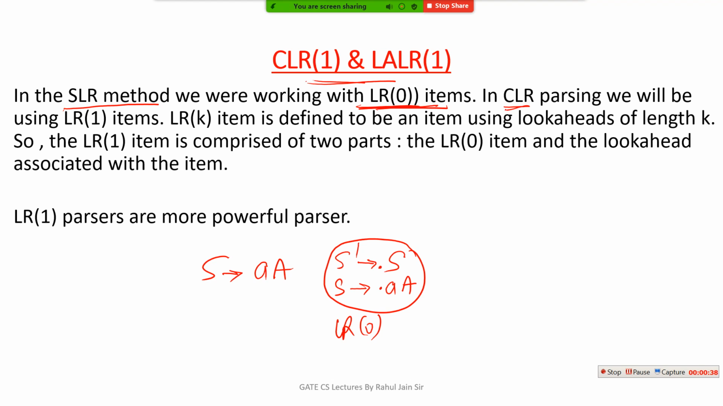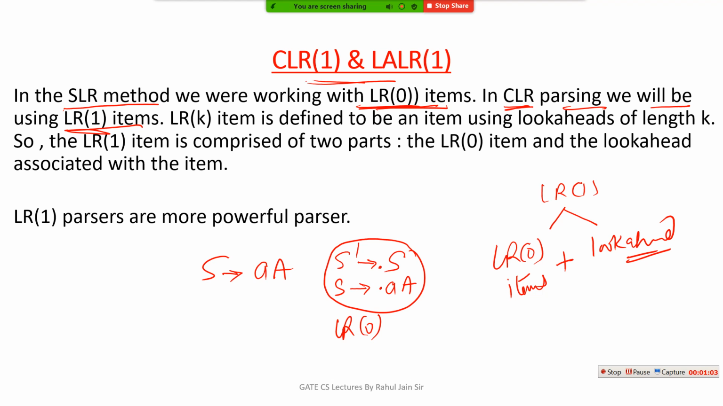But in CLR1 parsing, we will be using LR1 items. What do LR1 items mean? An LR1 item basically means the set of LR0 items plus look ahead symbols, right? So what do look ahead symbols mean here, guys?